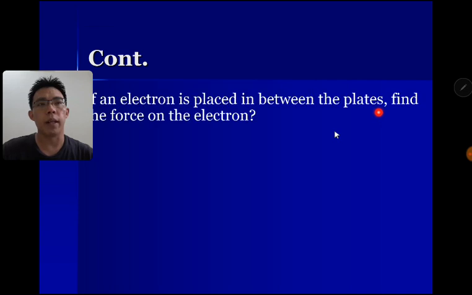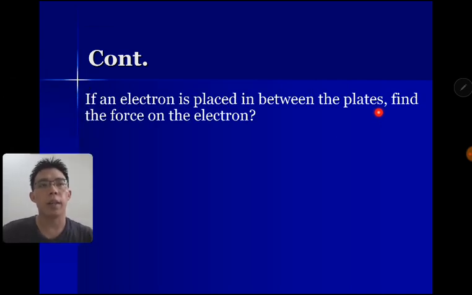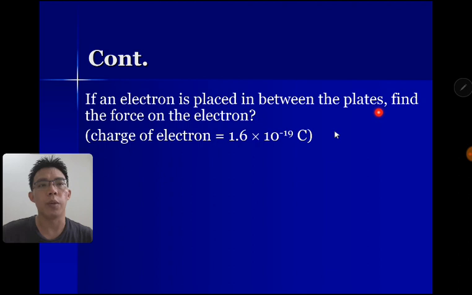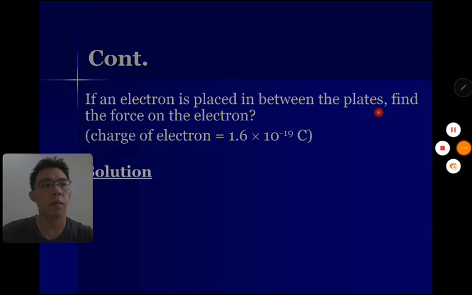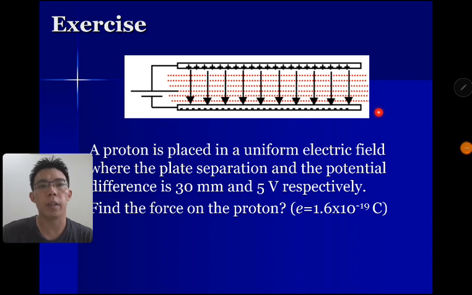And it continues to the next part. If an electron is placed in between the plates, find the force on the electron. Again, you can use the equation F over Q as a hint. There's another question after that: find the force on a proton that is placed inside the uniform field. This one will also be your assignment question. All right, I will see you in the next video.